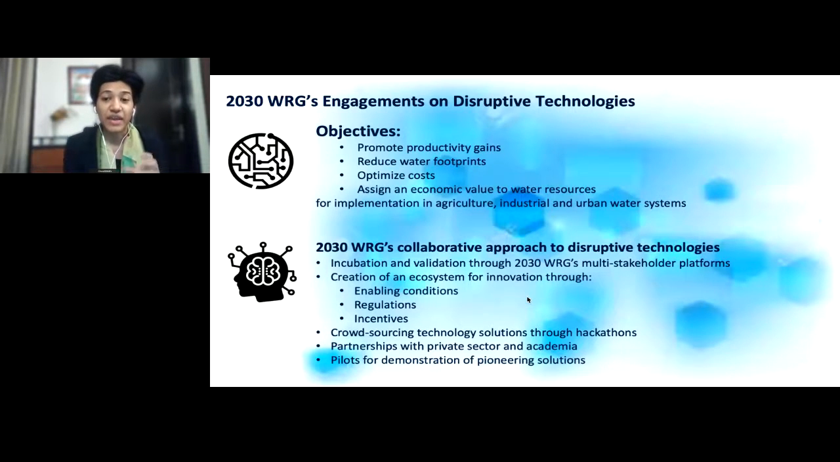For us, the space is really about creating a conducive ecosystem for innovation. So that ecosystem can take different shapes and forms. It can be incentives, it can be labeling conditions, it can be regulations. And this is really to embed innovations within institutions. So we are not only looking at one-off solutions and pilots, but how do you disrupt the entire landscape of how water is managed across different stakeholder groups. Next, please.